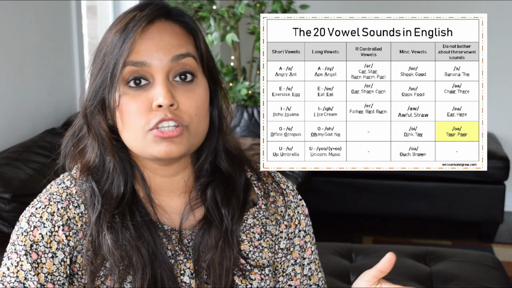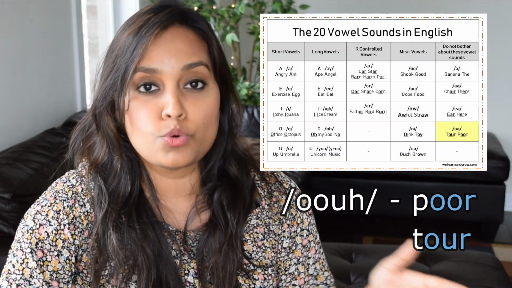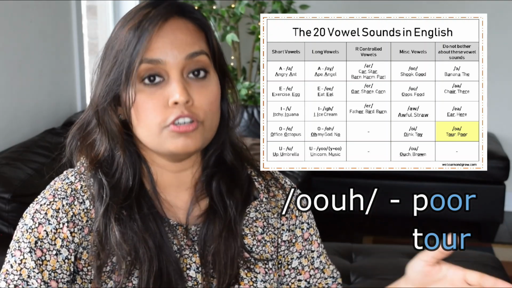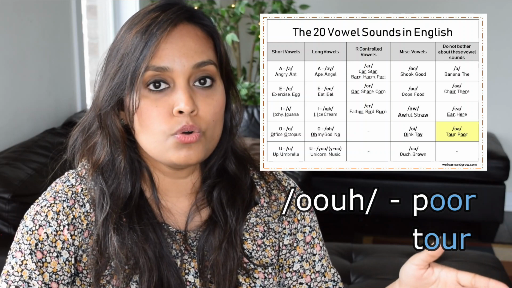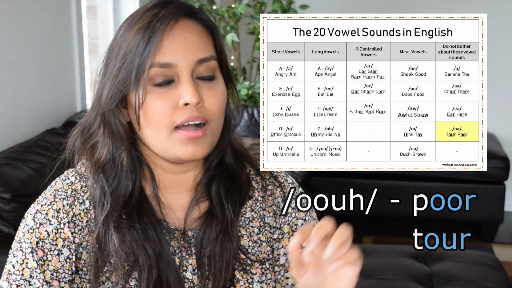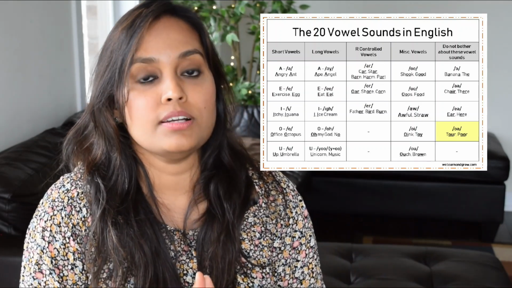The last sound is the oor sound, as in poor, tour. You don't say poor or tour. You say poor, tour. So there is the schwa between the U and the R. And so it's the oor sound. So that's it for today.